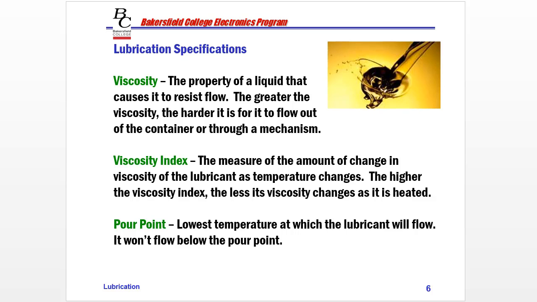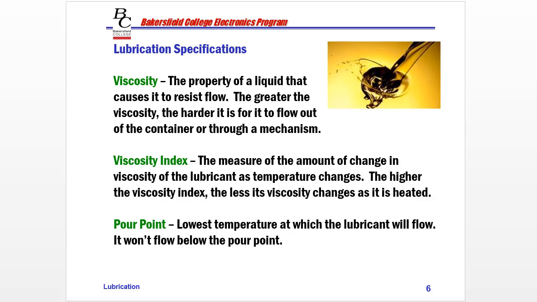The next thing is a pour point. This is the lowest temperature at which the lubricant will flow out of the container. So when it's colder than the pour point, it won't flow. So we have to be aware of the environment where we're going to use the lubricant. If we're up in Barrow, Alaska, where we're below zero 10 months out of the year, we definitely need to have a lubricant with a lower pour point. And a lot of times the temperature is several tens of degrees below zero.